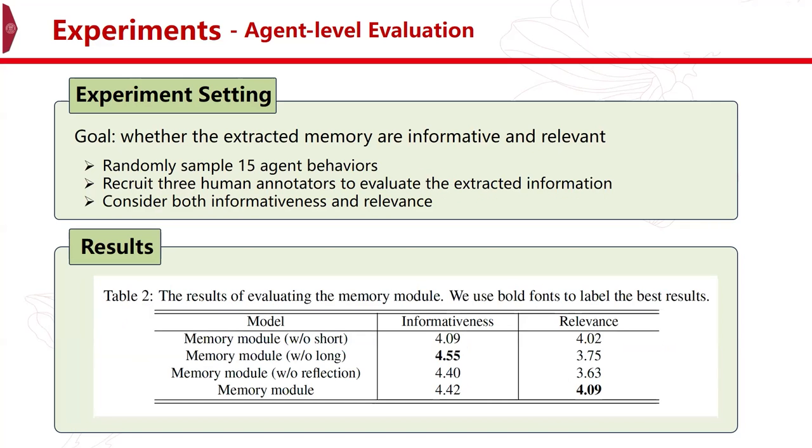In the second experiment, we try to evaluate whether the extracted memory is informative and relevant with the current agent behavior. In this experiment, we randomly sample 15 agent behaviors and recruit three human annotators to evaluate the extracted information. The annotators have to rate the extracted information on two aspects, that is the informativeness and the relevance with the current agent behavior. The rating range is from 1 to 5.